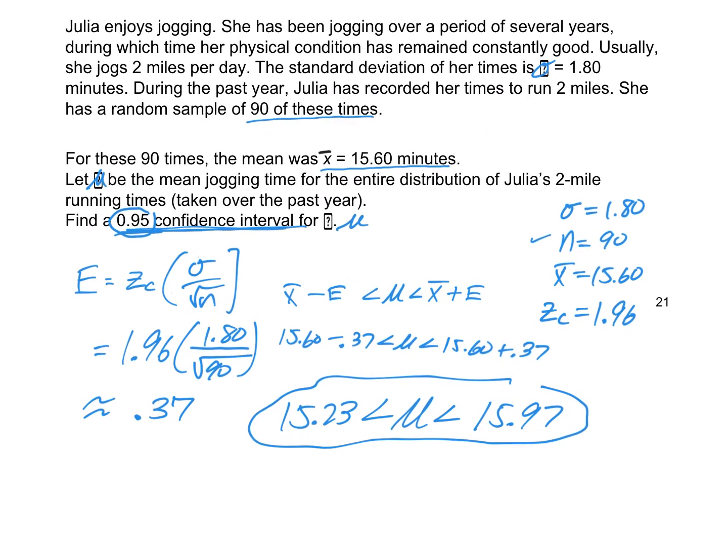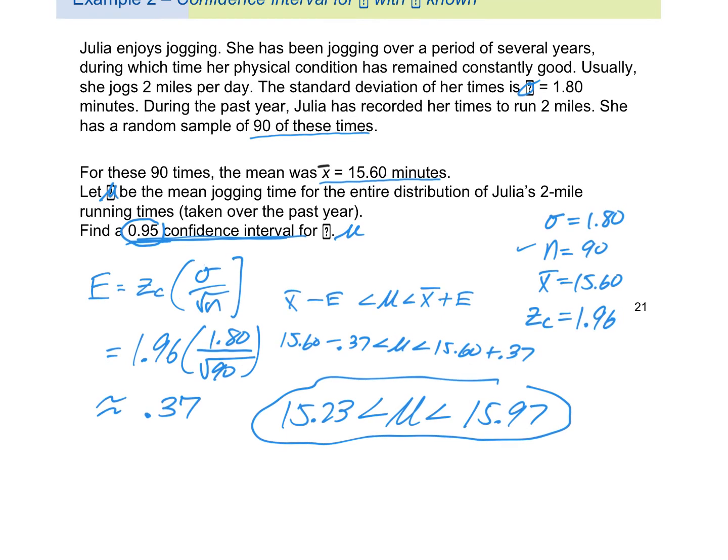And putting it into words, when we interpret it: I am 95% confident that the true population mean of Julia's 2-mile running times is between 15.23 minutes and 15.97 minutes. So hopefully you take those words as I said them and you write them down, because that is the explanation of this particular interval.